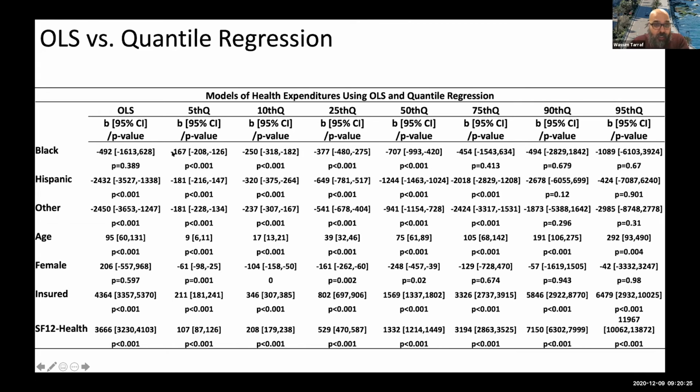These will be interpreted here. It's interpreted as a dollar estimate. So in OLS, you would say Blacks compared to whites on average spend $492 less on health expenditures, whereas here you say the 5th percentile of the distribution, so the lowest 5th percentile, spends about $160 less compared to whites. And if you want to interpret the 95th, you'd say they spend about $1,000 less.